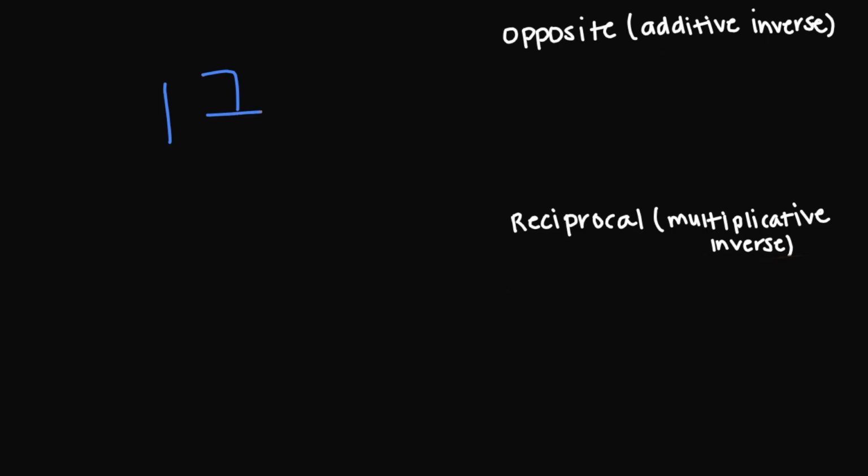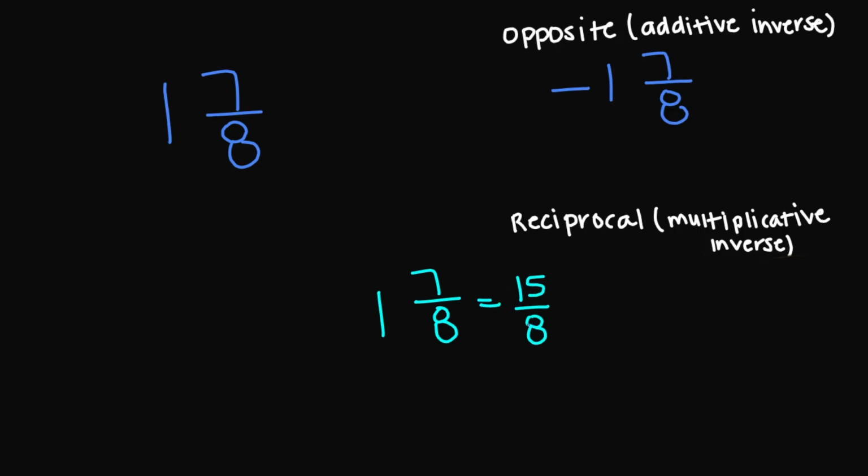1 and 7/8. The opposite of 1 and 7/8 is going to be -1 and 7/8. This is your opposite here. And the reciprocal here, remember, we're going to convert it into an improper fraction first, and then we're going to find our reciprocal. So as an improper fraction, 1 times 8 is 8. 8 plus 7, this is going to be 15. So 15 over 8 is your improper fraction. Now, if you flip your numerator and denominator, your answer here is going to be 8 over 15.